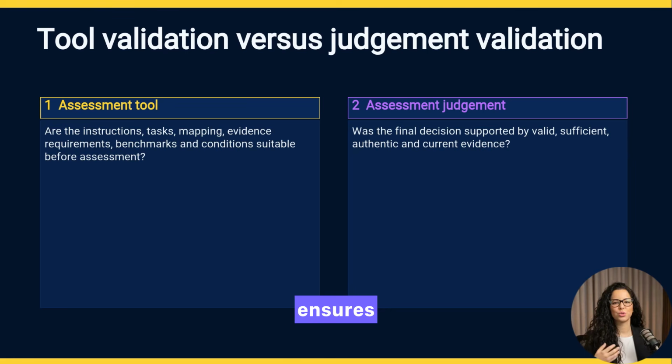Tool validation ensures assessment instructions, tasks, and benchmarks are appropriate before use. Judgment validation checks if the final decision is backed by valid, sufficient, authentic, and current evidence. Both are crucial for maintaining assessment integrity.